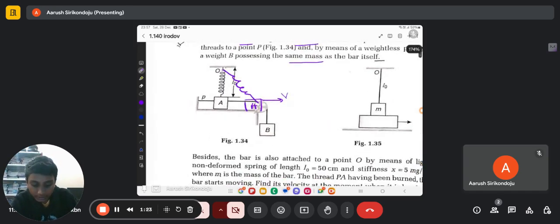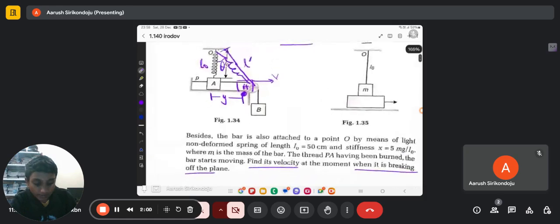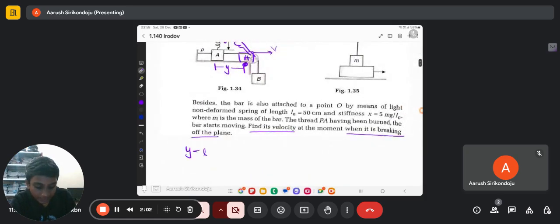So now let's assume this extended length of the spring is L dash. Let's do it neatly. This is L dash, and the angle over here is theta. And this length is given as L naught. Now, to get to this point of the plane, A will have traveled some distance y. So this distance y can be written as L dash sine theta.